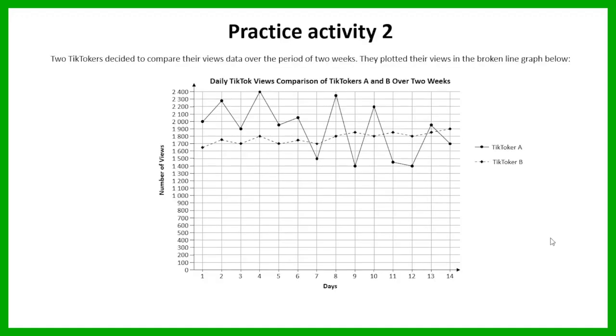So practice activity 2, we've got two TikTokers who decide to compare their views data over the period of 2 weeks. They plotted their views in the broken line graph below. Now here, this is an example of a broken line graph where we are comparing the data for, in this case, two different sets of data. So we've got the data from TikToker A and we've got the data from TikToker B.